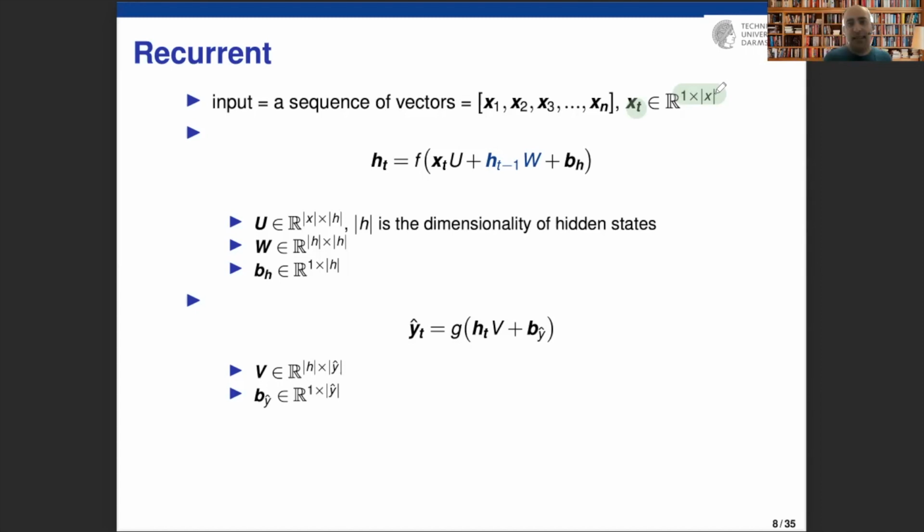Okay, and then what we need to calculate is the value of the vector representation of the hidden state or memory.